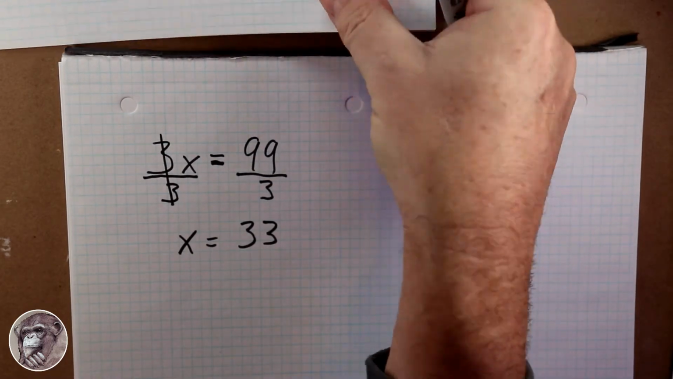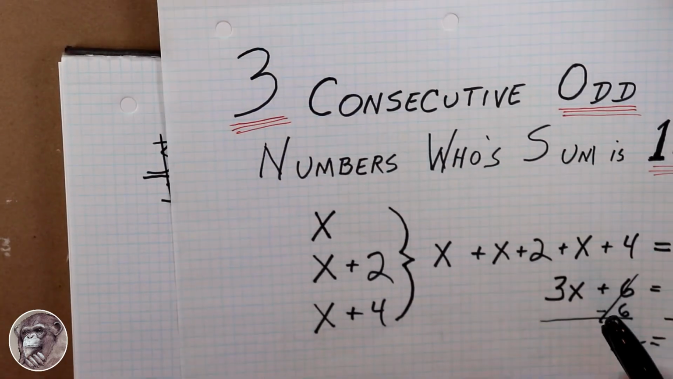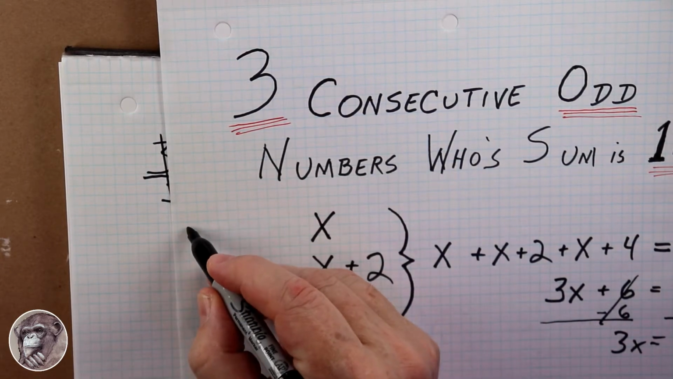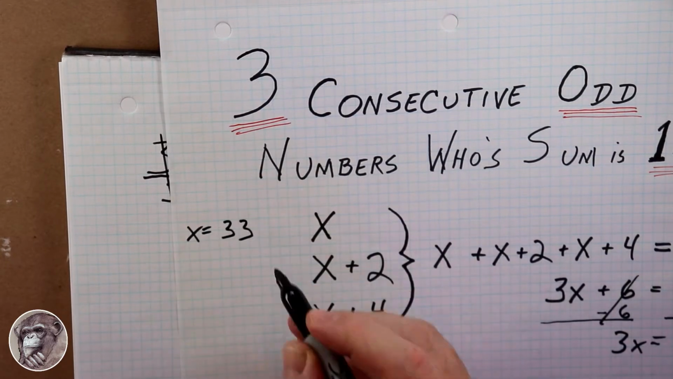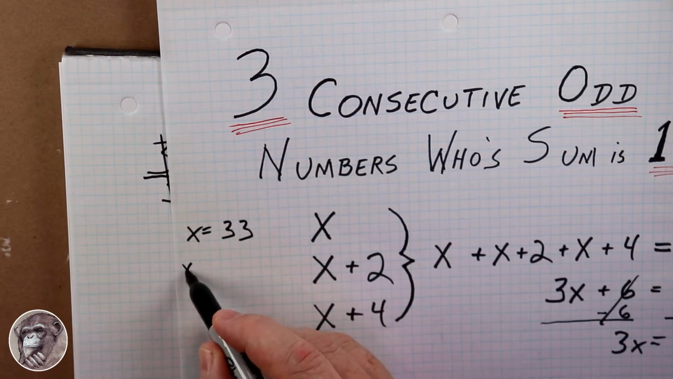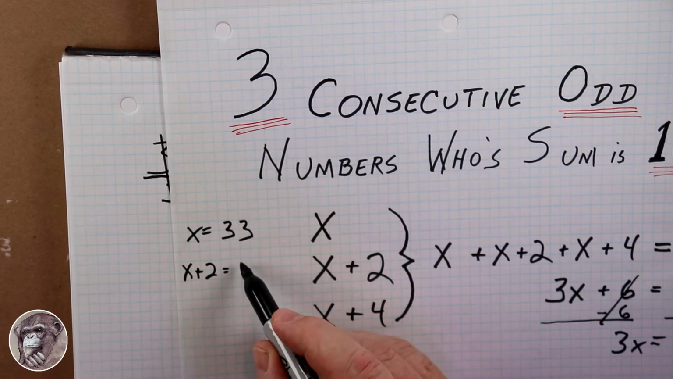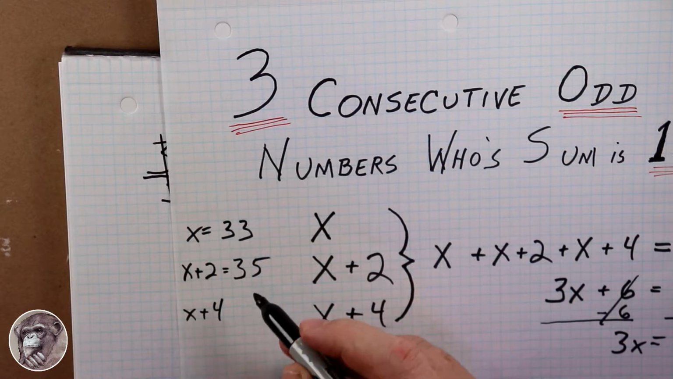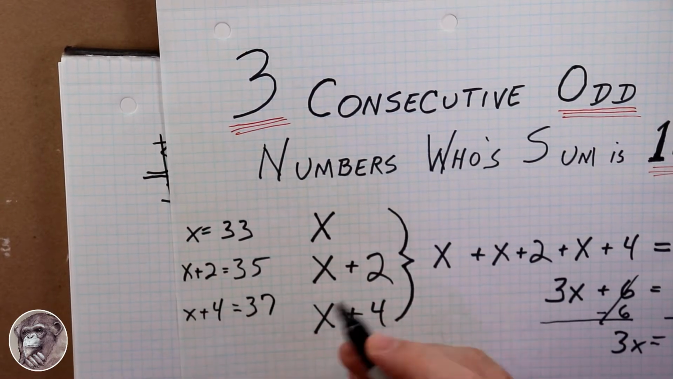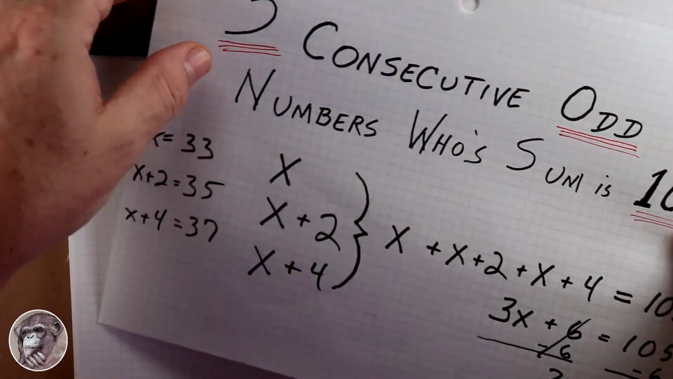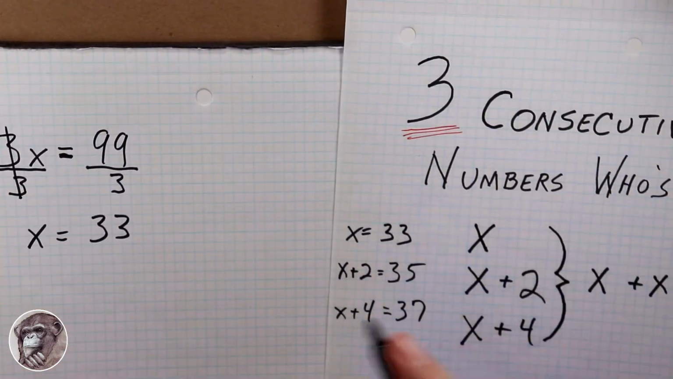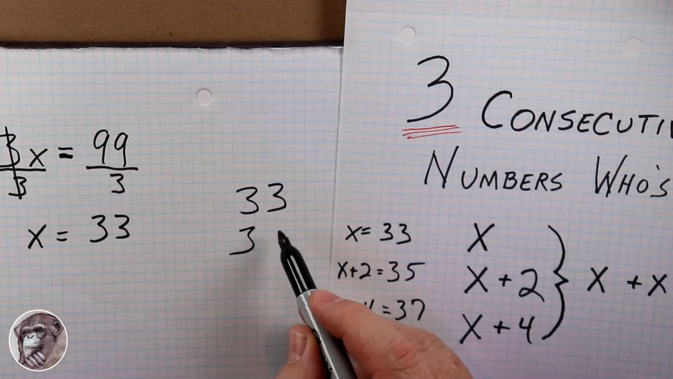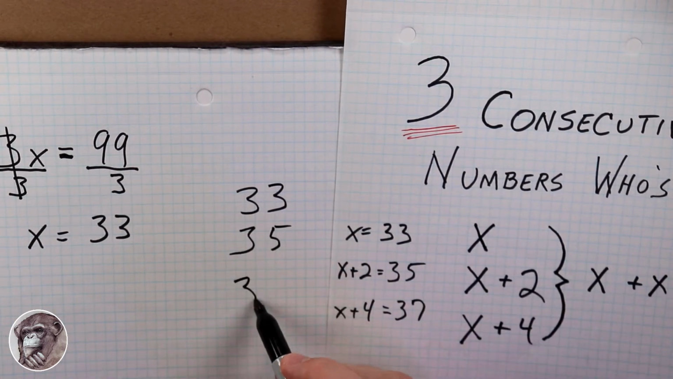So if you remember our initial setup where we had x, x plus 2, and x plus 4, so if x equals 33, then the second number, x plus 2, equals 35, and then x plus 4 equals 37. So I'm going to take those numbers and we're going to add them up. So we have 33, 35, and 37.